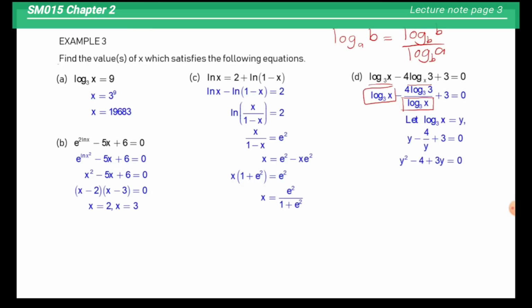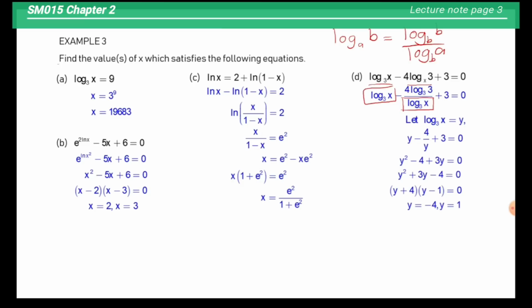Then you can solve the equation by multiplying through by the denominator, so you will have y squared minus 4 plus 3y equal to 0. If you want to solve the quadratic equation, you need to rearrange it in the correct order. So y squared plus 3y minus 4 equal to 0. Then you factorize it to be (y plus 4) times (y minus 1) equal to 0. After that, you have the answers y equal to negative 4 and y equal to 1.